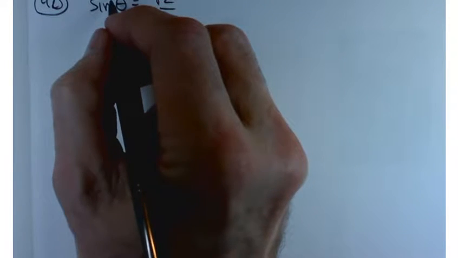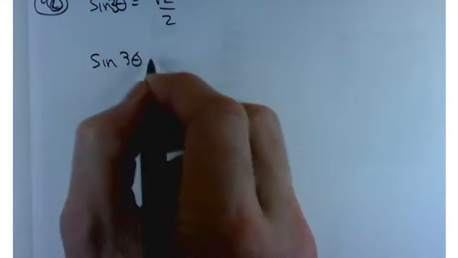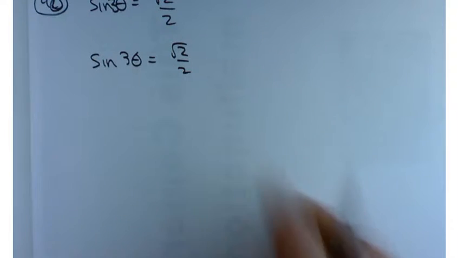Maybe we should do problem number 40 instead, because Michael, yours was very, very similar to 42. All right, so let's do 40. Sine of theta equals, we're going to have to make that sine of 3 theta. So this is problem 40-ish. Sine of 3 theta equals square root of 2 over 2.